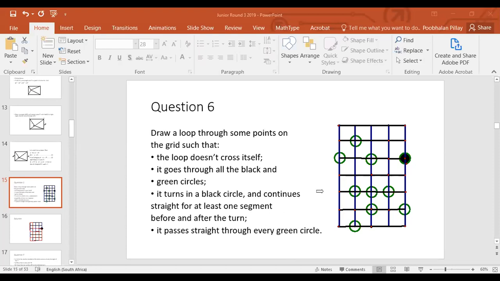I'm not going to do this. You can try various strategies and see whether you can satisfy the conditions. But if you are going straight, you can go through two circles without any issue. For instance, you can go right through here. These rules only apply at a turn. So it's at least one segment before and after the turn. All right, so I'm not going to do that. This is something that you have to try on your own. Let's get on to the next question.